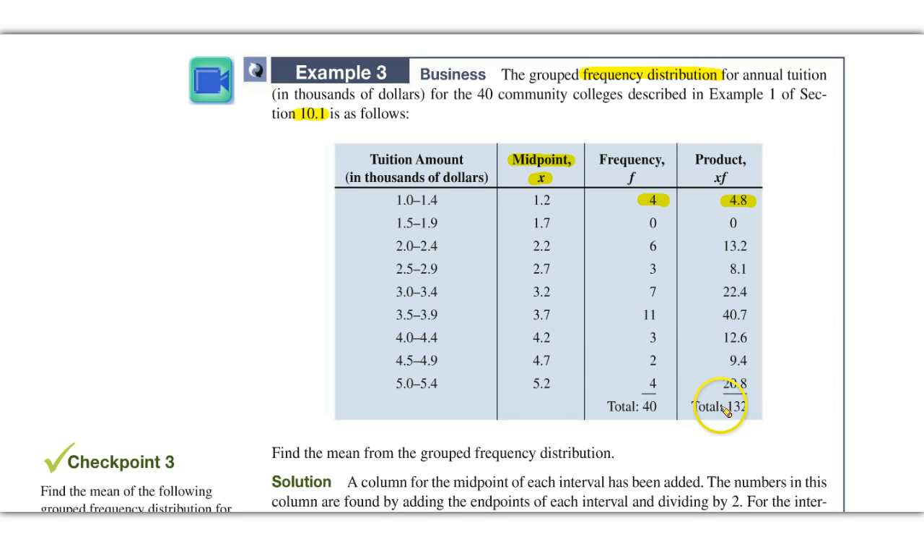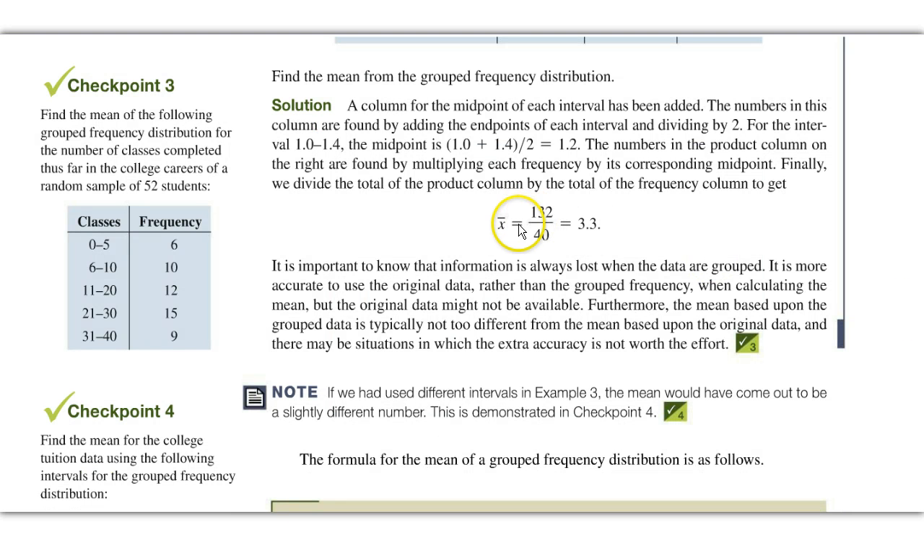So you end up with a total of 132 divided by 40. So you end up with an arithmetic mean for this as 3.3. And you might say, well, how accurate is that?